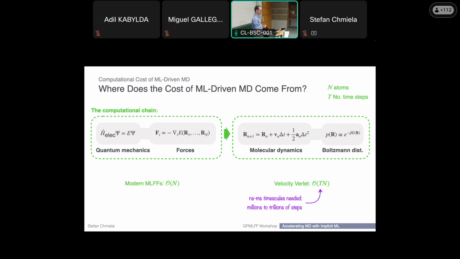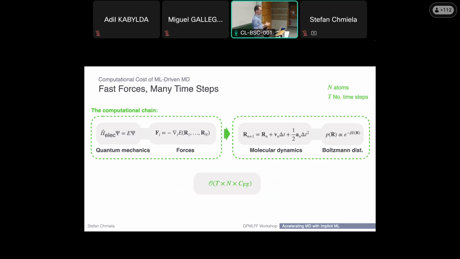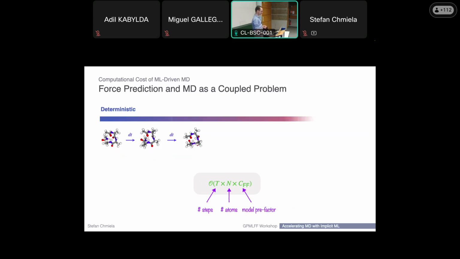So I want to propose to look at this problem now that both of those two components, the simulation and the force prediction, are in the same complexity class. We should really look at this as a joint problem now, to see whether we can eke out some more performance here. And traditionally, of course, this has been done before with traditional methods.